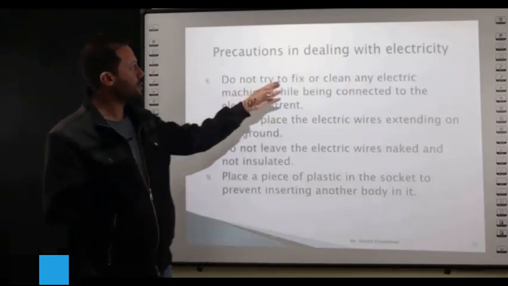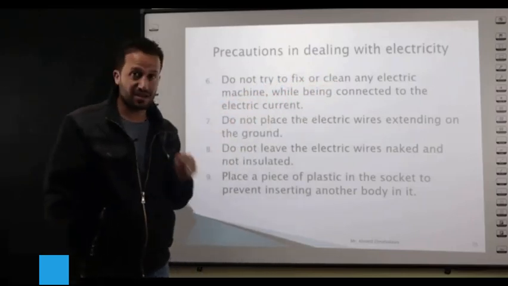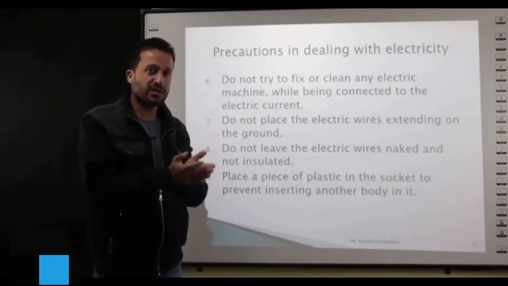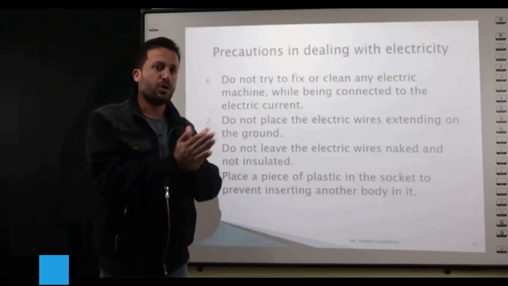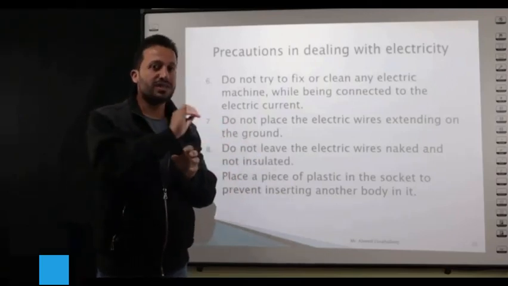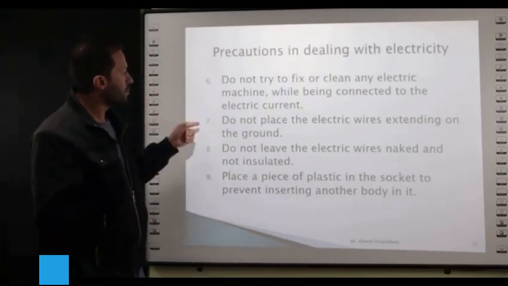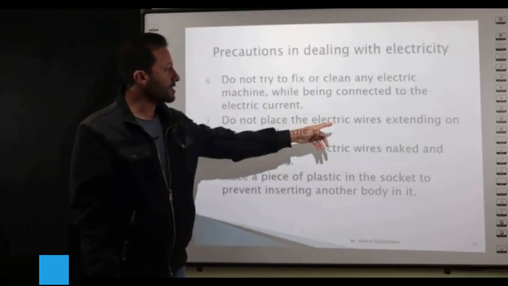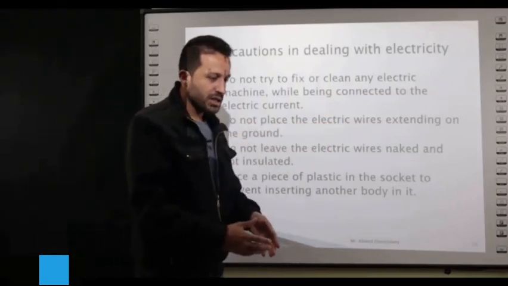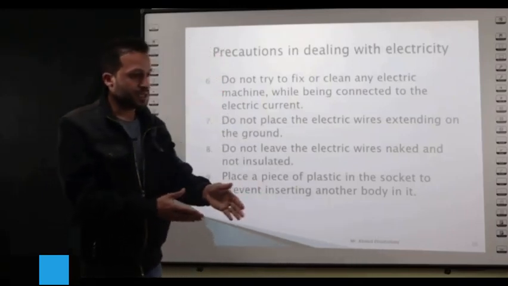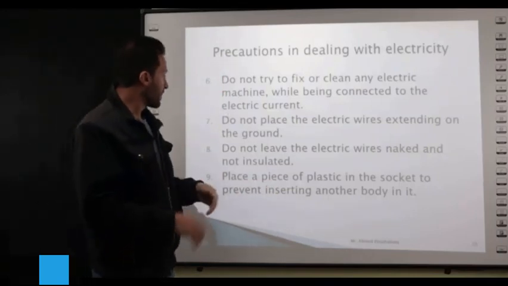Number 6, don't try to fix or clean any electric machine while it is connected to electric current. If you want to clean, for example, the electric fan or electric refrigerator or electric oven, you have to disconnect it from electric power. Number 7, don't place electric wires extending on the ground, because maybe someone is walking and trips on them, and this may cause an electric fire or electric shock.